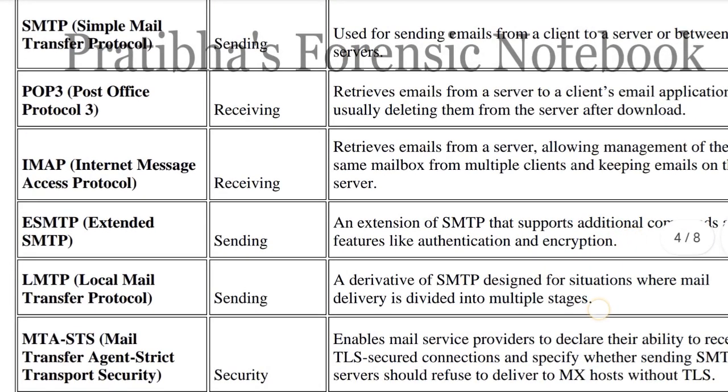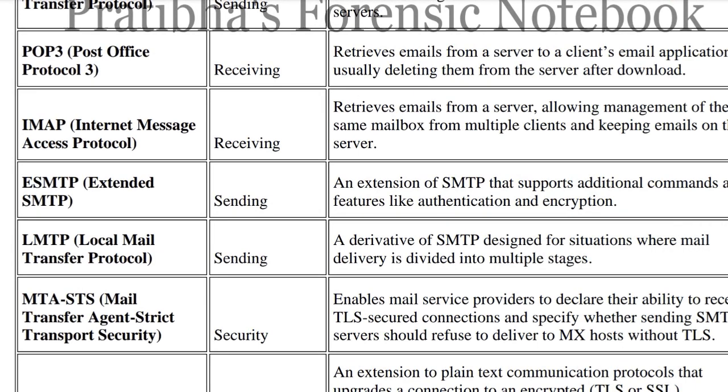Then IMAP, Internet Message Access Protocol. This is also used for receiving purpose. Okay. The next one is ESMTP, Extended Simple Mail Transfer Protocol. This is also used for sending an email, and it also supports some additional commands and features such as authentication and encryption in emails.